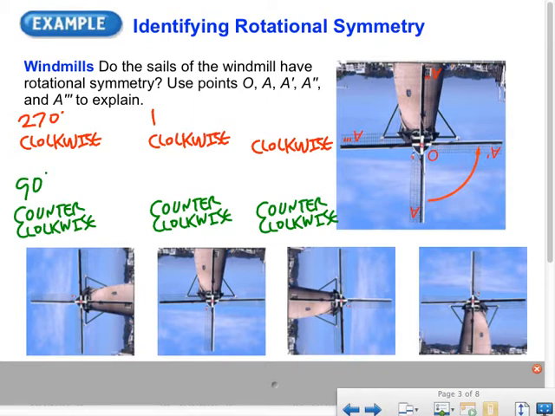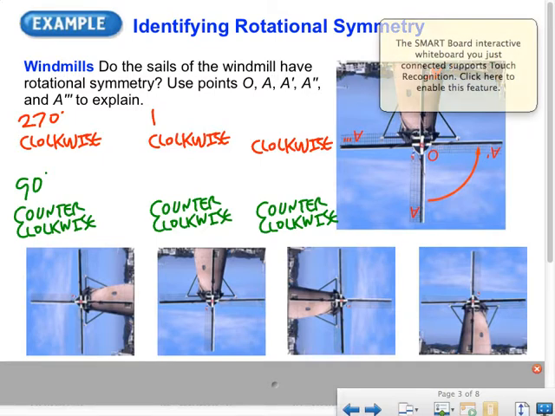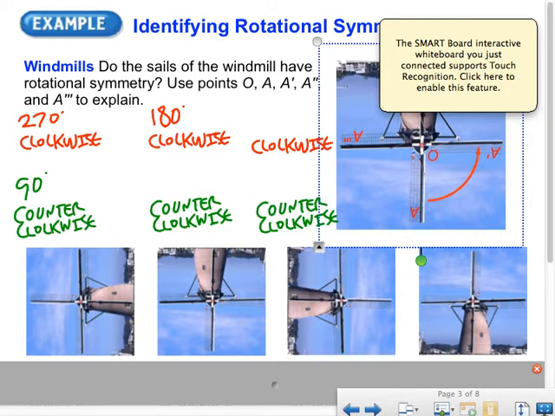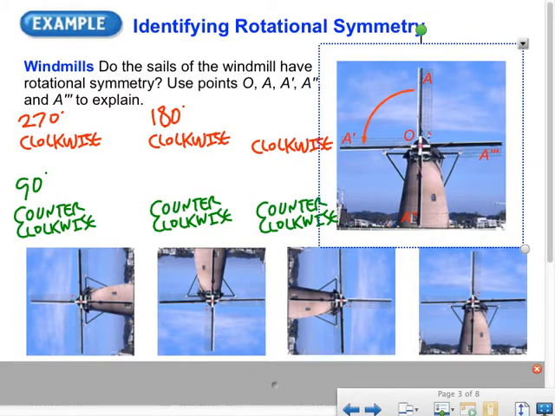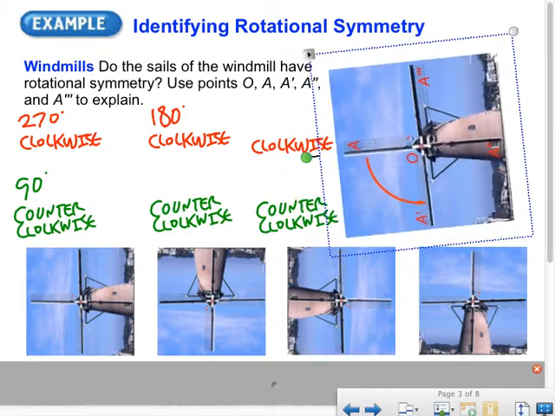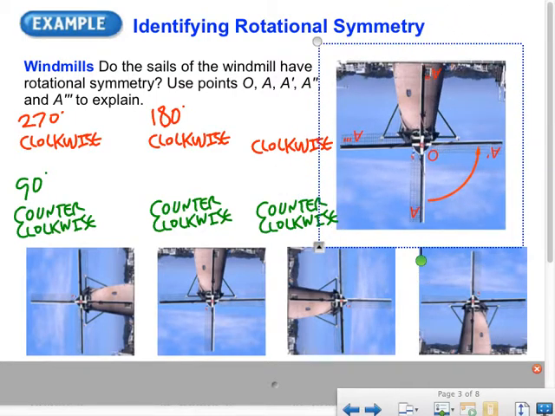Hold on a second. No, it's having a hard time today. 180 degree rotation clockwise. What would the degree rotation be counterclockwise? 180 degrees counterclockwise gets me to the same position.